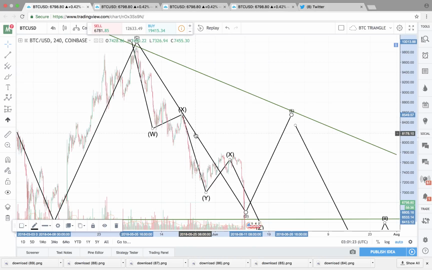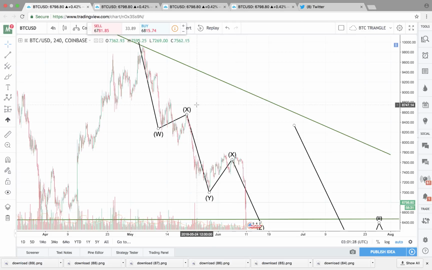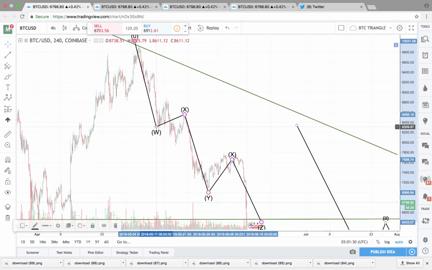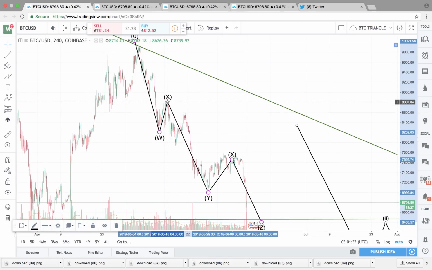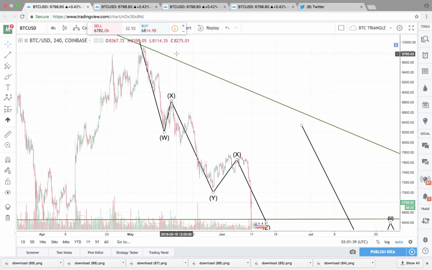Alright, so let me just hide this guy here for a second. Okay, so the WXY structure, let me make sure I've drawn it correctly here. Yeah, so I have this as my WXYXZ structure, sorry, not WXY, WXYZ.